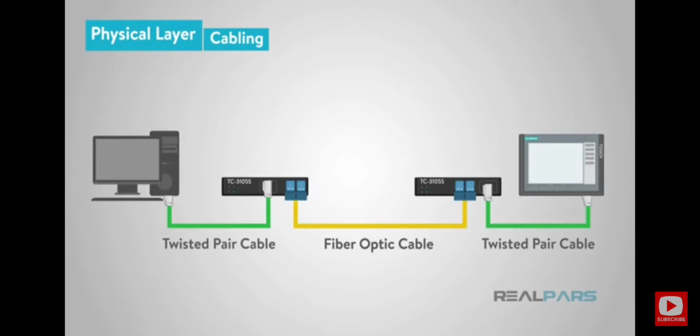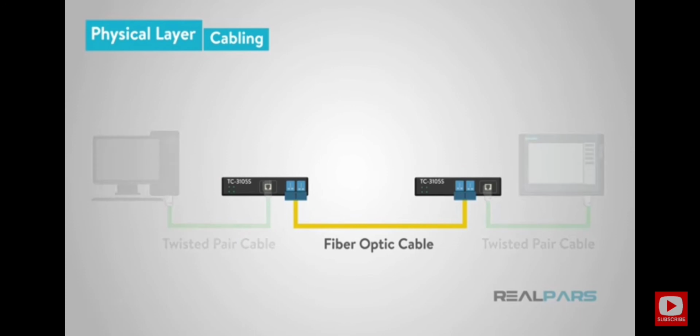In order to use fiber optic in an Ethernet network that utilizes twisted pair Ethernet cabling, you need to use an Ethernet to fiber converter that will allow your network to take advantage of the higher speeds of fiber optic and lengthen the distance that the Ethernet network can reach.